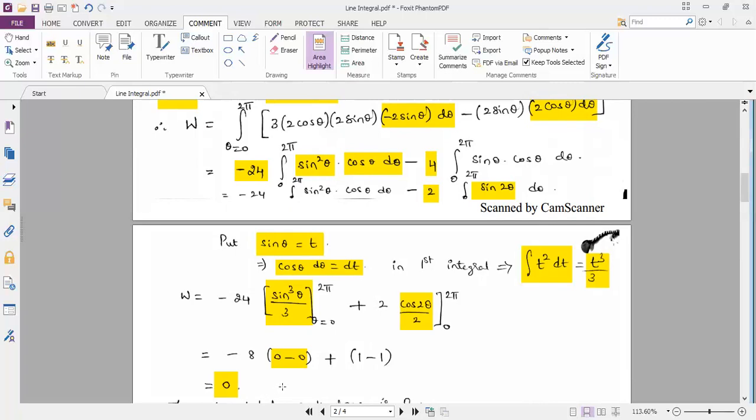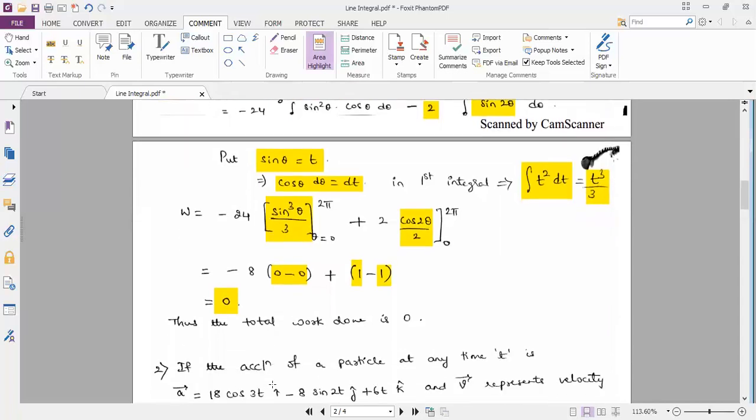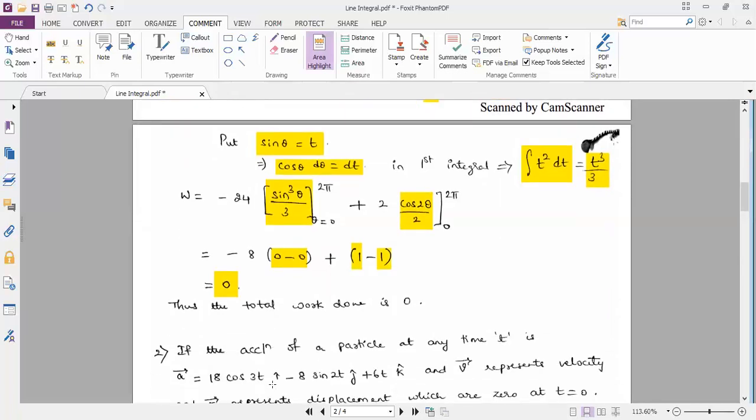Recalling the standard values, sine 2 pi is 0, sine 0 is also 0. So both the upper limit and the lower limit values are 0 here. And coming on to the second one, cos 4 pi is 1. Similarly, cos 0, the lower limit, is also 1, so it cancels, and the answer for the work done is equal to 0. So the total work done is 0.